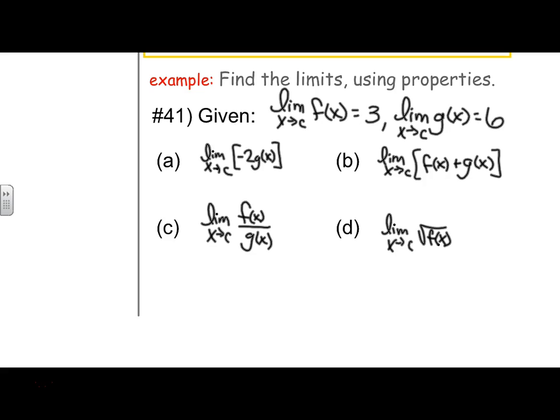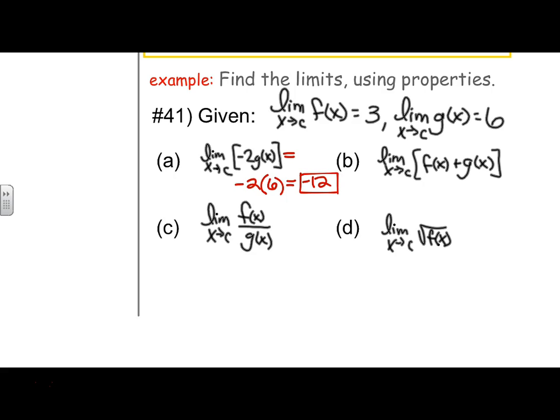So in letter A, the property basically says, think of the limit as x approaches c of g of x, but now just multiply it by -2. So, letter A, just going to start you off, would equal -2 times the limit as x approaches c of g of x, which is 6. So my final answer would just be, no big deal, -12. We don't always need to know the function or its graph or its table in order to be able to solve. Sometimes we could just be given its limit and then plug and chug.